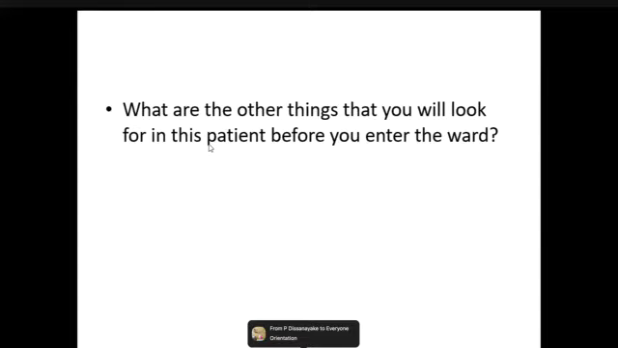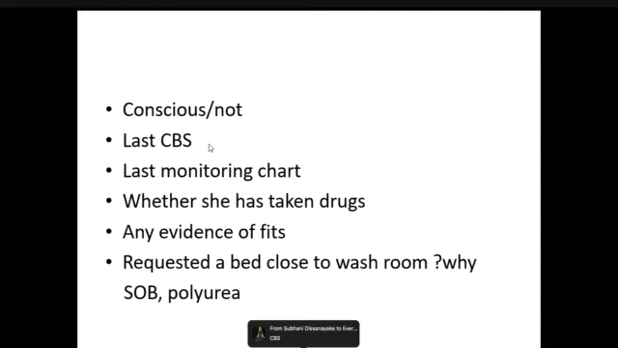So the nurse says the patient is not getting up, right? What you have to do is check whether the patient is conscious or not. Not getting up does not mean whether the patient is unconscious or not, right? So you can talk to the patient, call the patient and see whether this patient is responding or not.